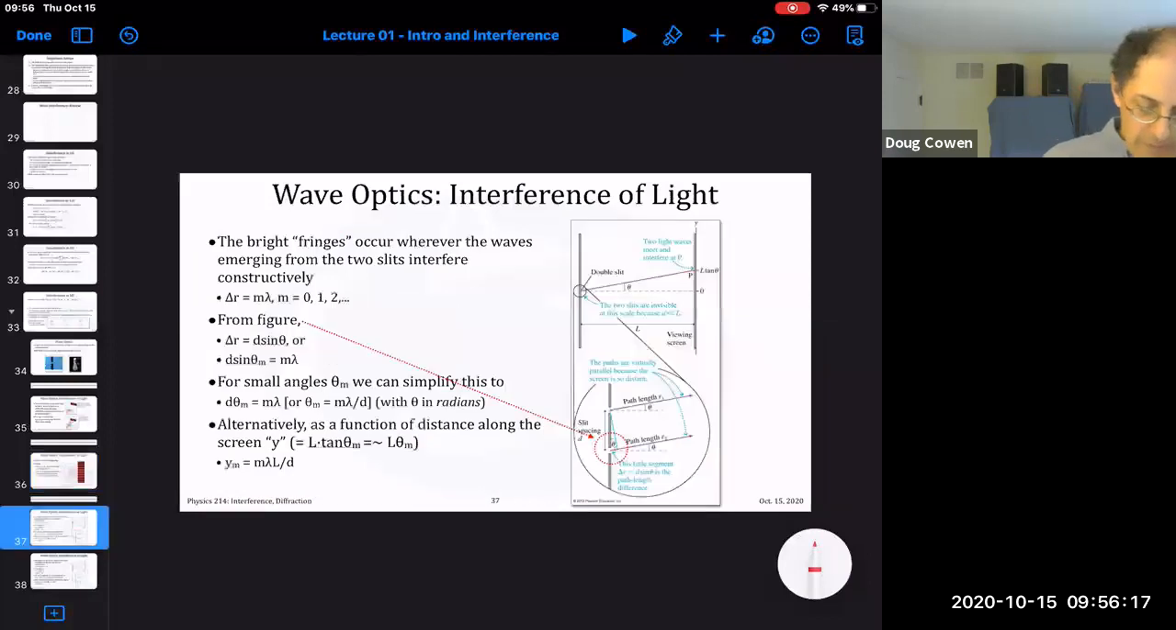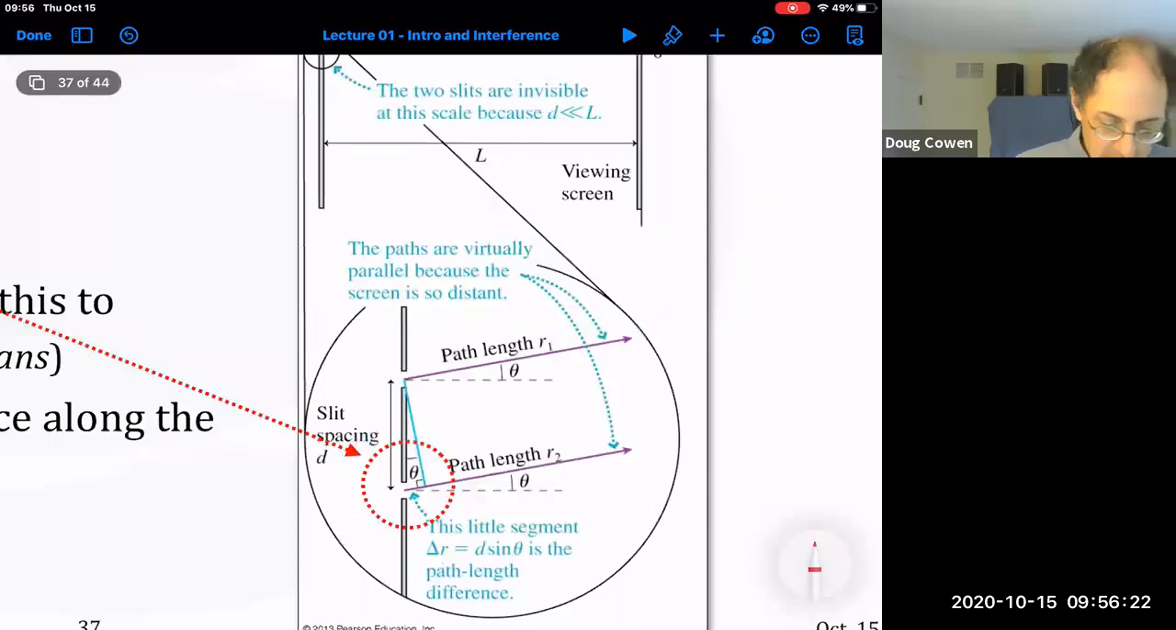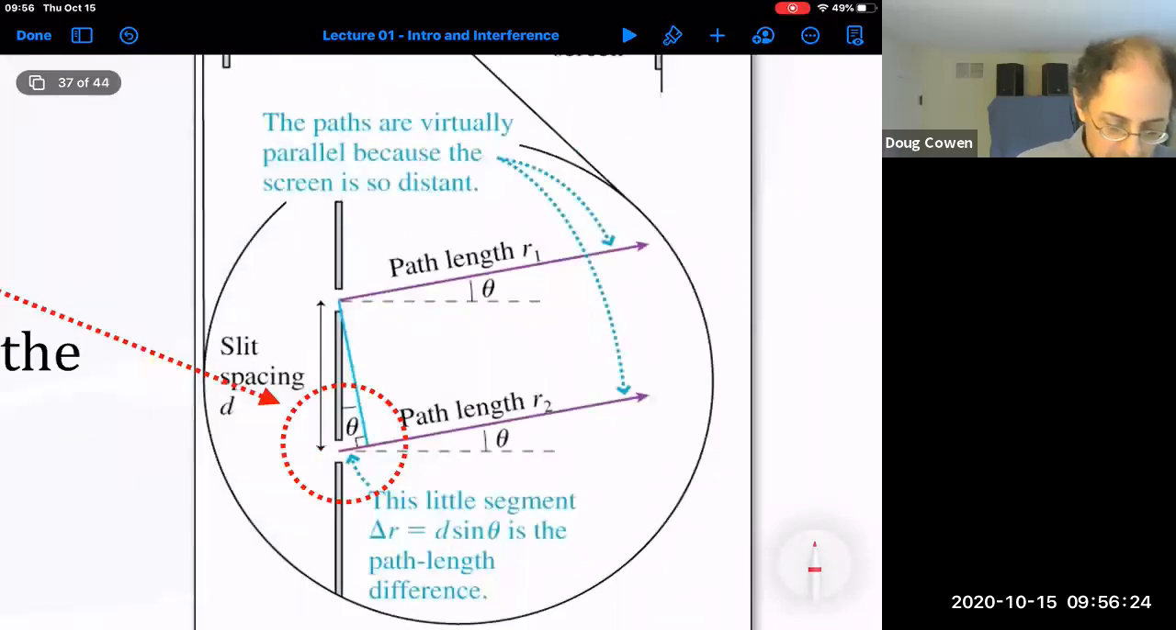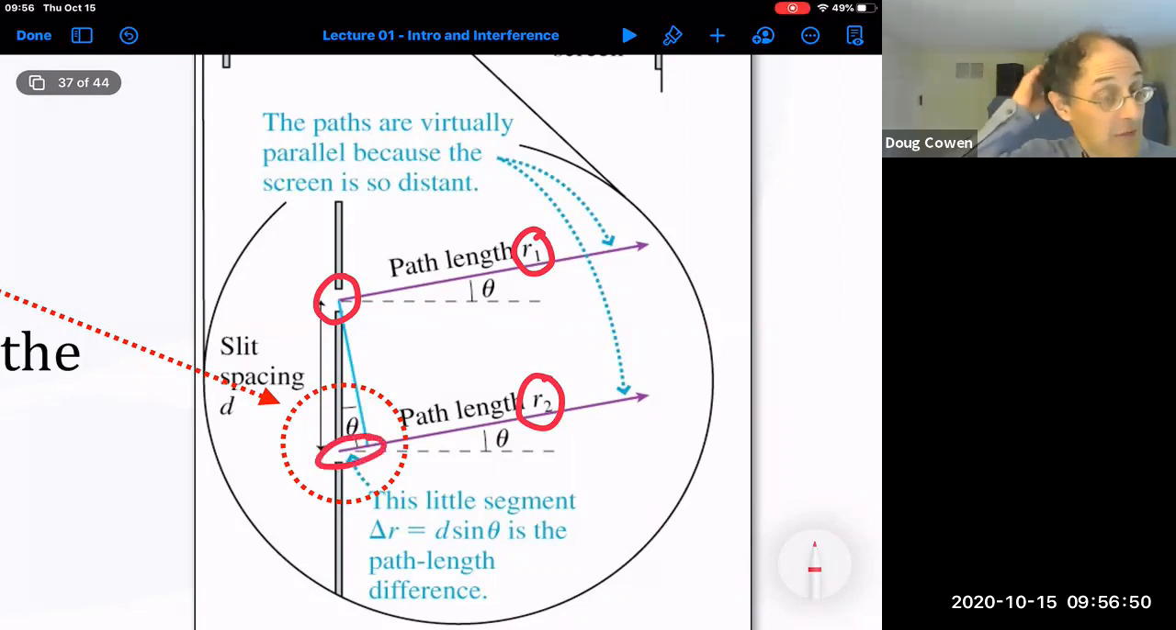This is due to the following geometric effect, namely that light from one slit is traveling a distance r1 in order to get to the screen that's far away. Light from the other slit is traveling a distance r2. And those two distances, r1 and r2, are not exactly the same. In fact, they differ by this little distance here. That distance is equal to d sine theta. We'll talk more about this next time.